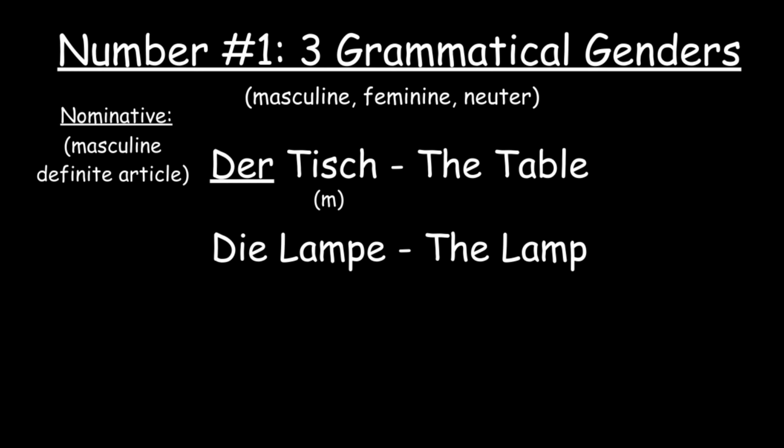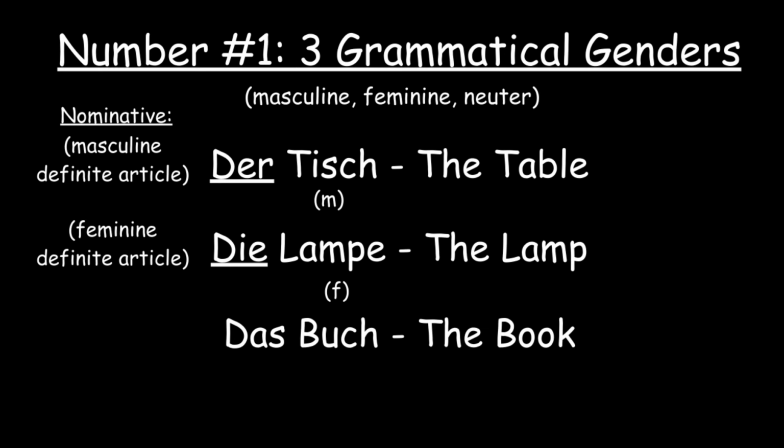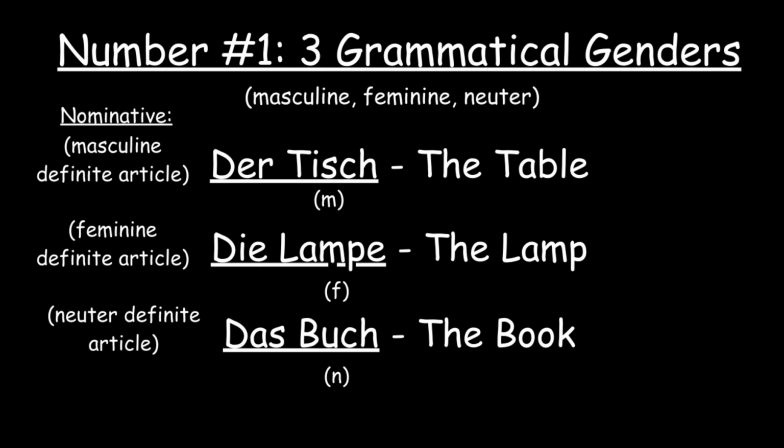Die Lampe is the lamp, and it's a feminine noun because of the feminine definite article die in the nominative. Das Buch is the book, and it's neuter because of das in the nominative. Using the 3 genders, it's better to memorize the articles with the nouns because this way it's easier to identify the gender of a noun.